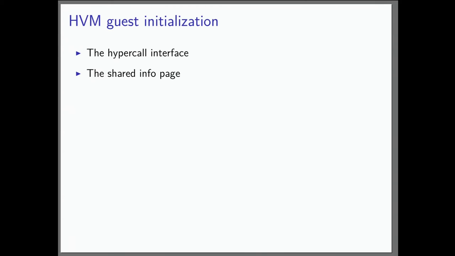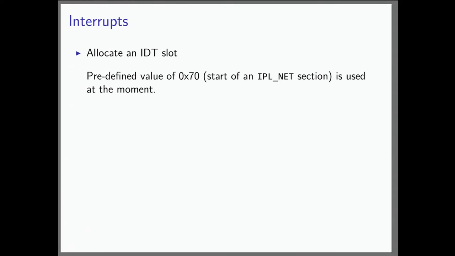The next bit that needs to be initialized is a shared information page that contains information about event channels, which is a representation of interrupts. We'll take a look at that shortly. And then after we've done that, we need to initialize the interrupt subsystem. To do that, we basically need to allocate one interrupt descriptor table slot.